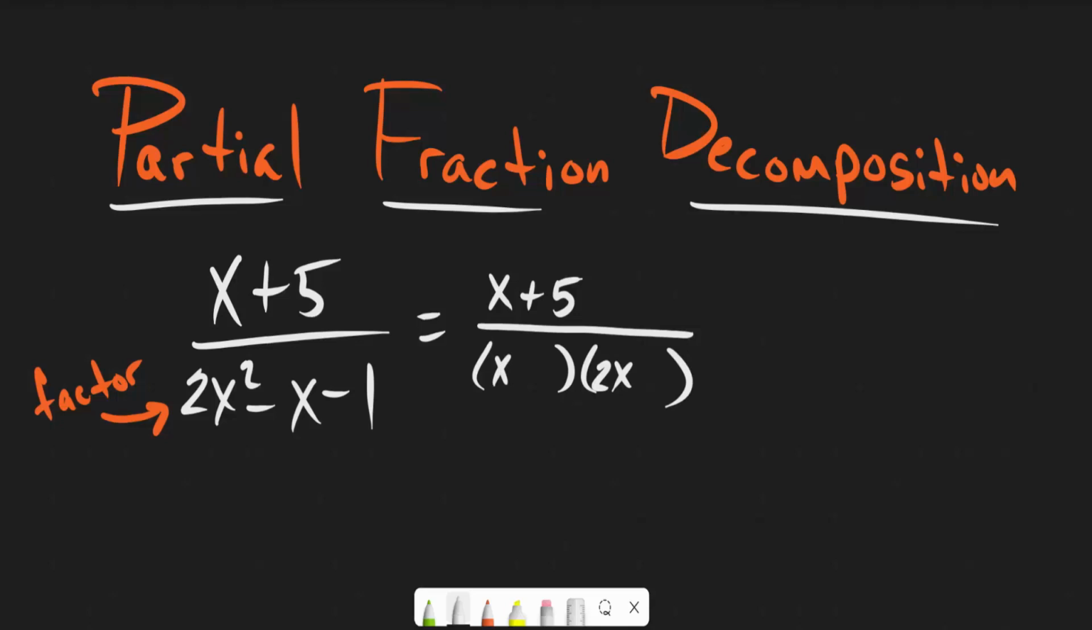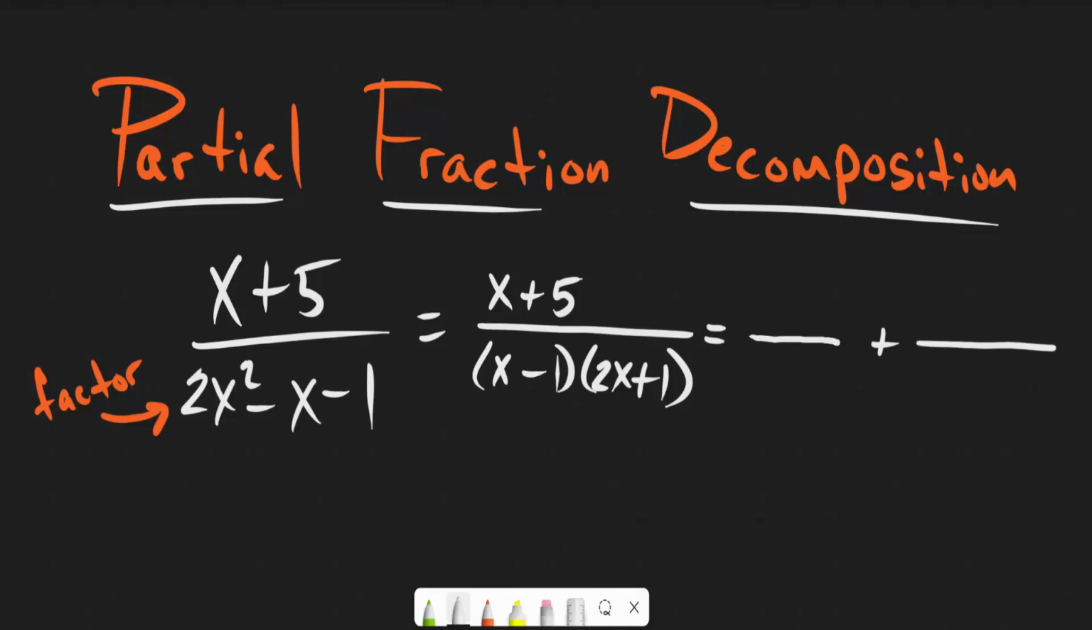Now we know that x times 2x is going to give us a 2x squared. To get a 1, of course, it's 1 times 1. Then we play around with the signs and figure out that a negative and a positive are going to work. So this is our setup for the partial fraction decomposition.